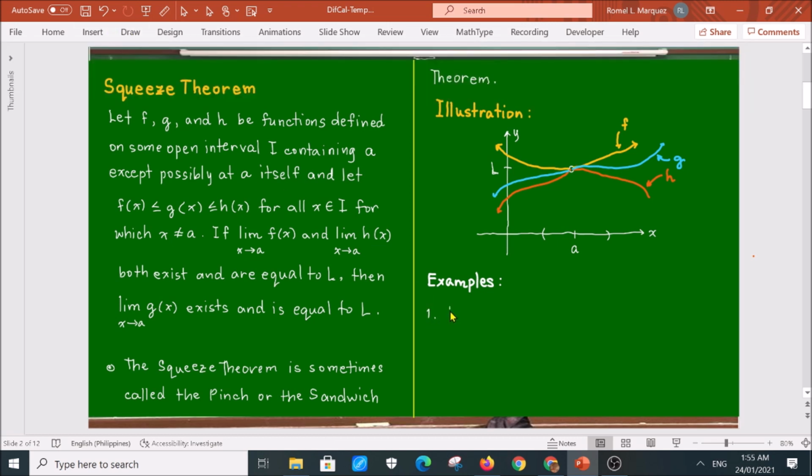Number 1. If 4x minus 9 is less than or equal to g of x, and g of x is less than or equal to x squared minus 4x plus 7 for x greater than or equal to 0, find the limit of g of x as x approaches 4.